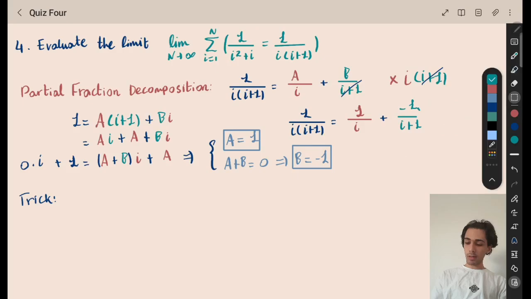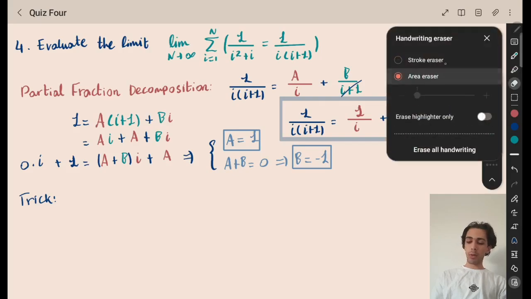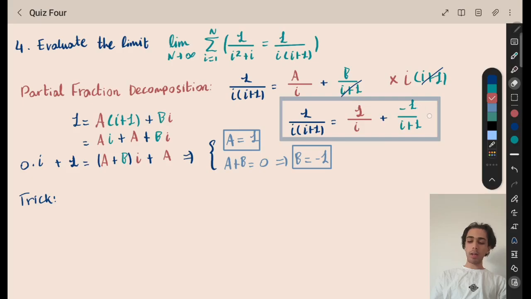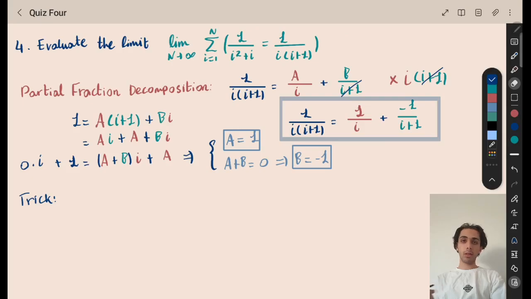Now, a good exercise is to check this. So you can multiply up and down by I here, and on the other fraction you can multiply by, for example, I plus 1 up and down, and you'll see that indeed these two are equal.